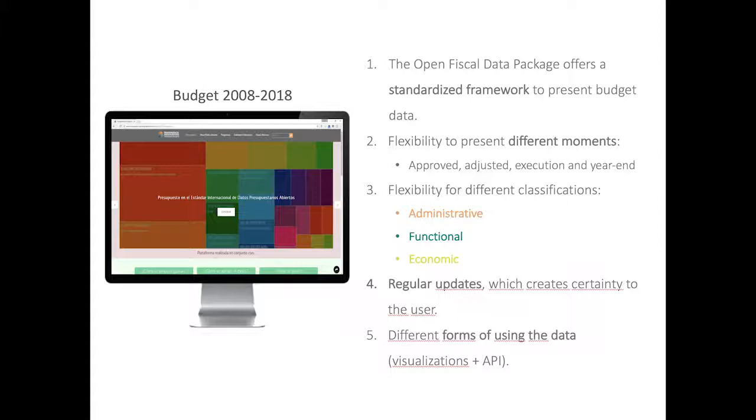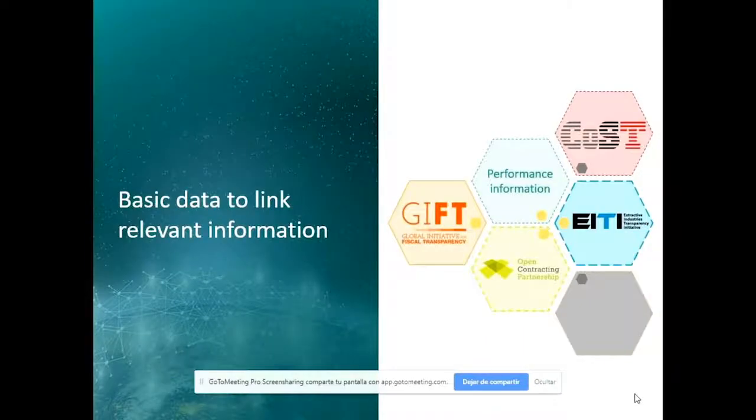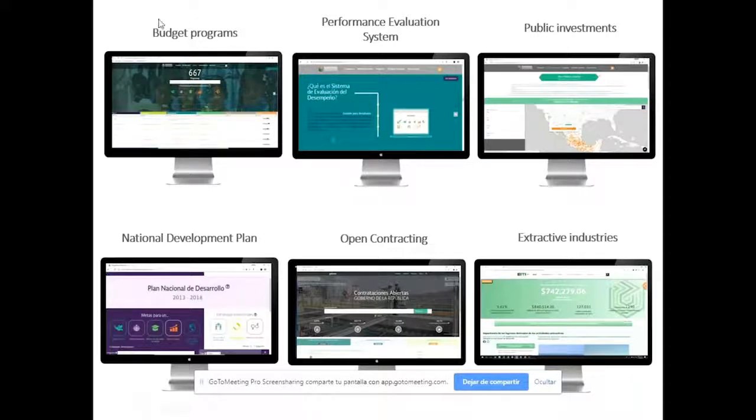What we found, and we see that it's the most relevant part of this specification and this standard, is that it's the basic information that we need to connect all other information. This data set has been our core to connect with performance information, with open contracting partnership information, the EITI, and infrastructure projects. This all becomes part of different platforms in our site. For example, we have the budget programs, and here we have the core information of open spending. The performance evaluation system is also connected by this data set. It has also allowed us to connect public investments, the National Development Plan, the open contracting and extractive industries.